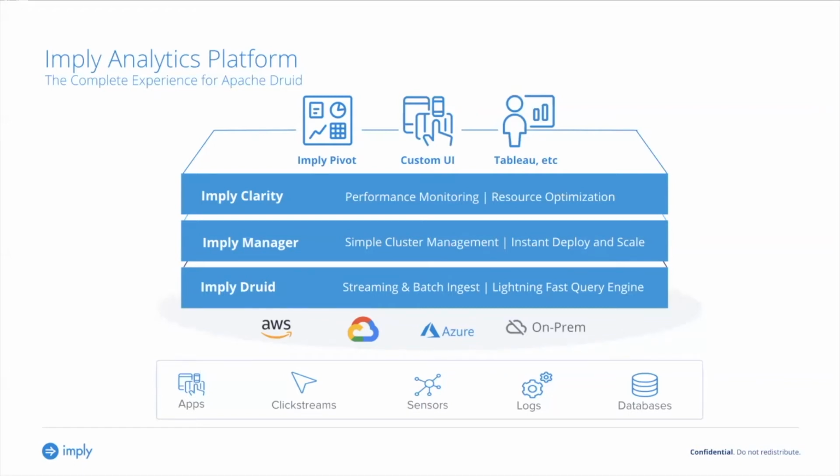And then you need to tune as your data grows. Imply Clarity helps you improve your performance as the system is used over time, with performance monitoring and resource optimization. And of course, you need a user interface, which is Imply Pivot, right? Or you can integrate it with your custom user interface, or you might be using Tableau where you want real-time information integrated via JDBC. So that's the Imply Analytics platform from a high level.